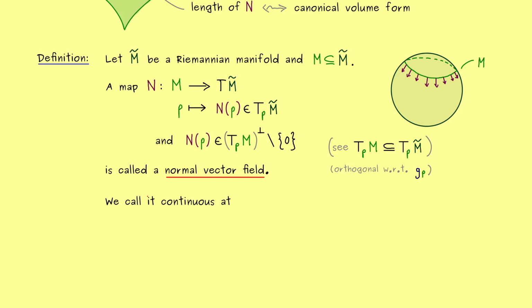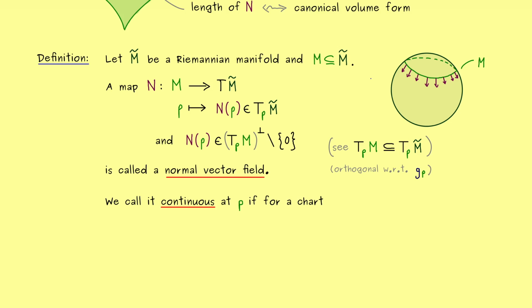And then it might be clear that we also want a little bit more. We want a continuous normal vector field. This means if we change the point in M a little bit, we also want that the normal vector only changes a little bit. It should not completely flip around, and then we would say it's continuous at the point P.